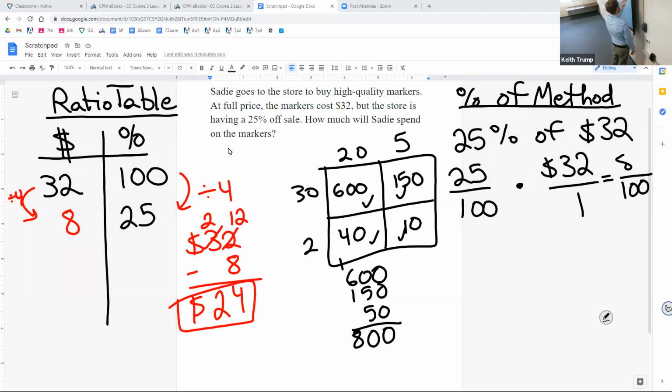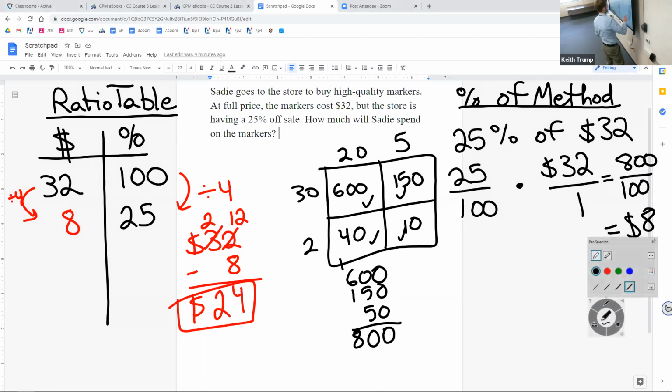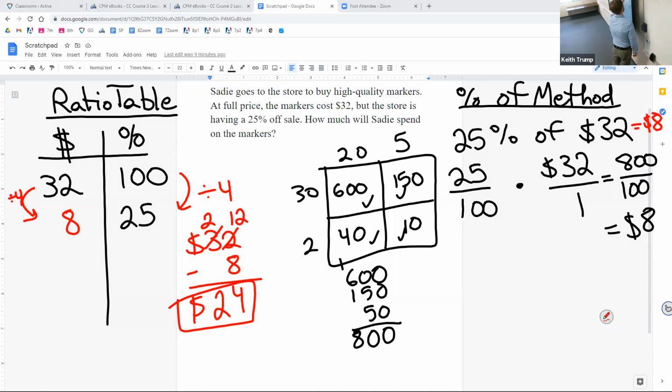So this is going to be 800 over 100. Oh, 800 over 100 is just 8. So 25% of 32 is $8. Now, similar to the last problem, I would then subtract $8 from 32 to get $24 as the amount of money she'll spend on the markers.